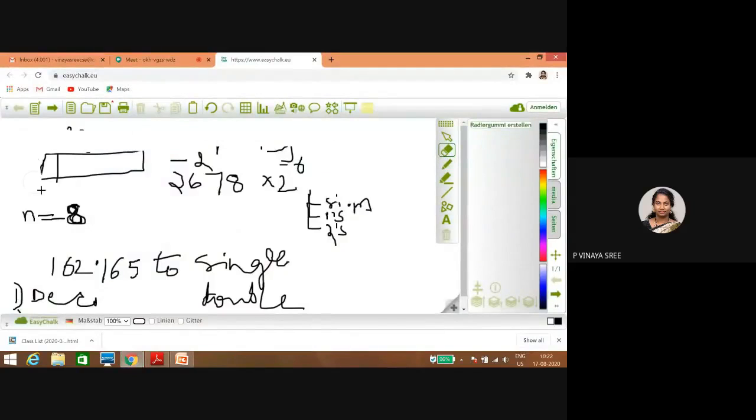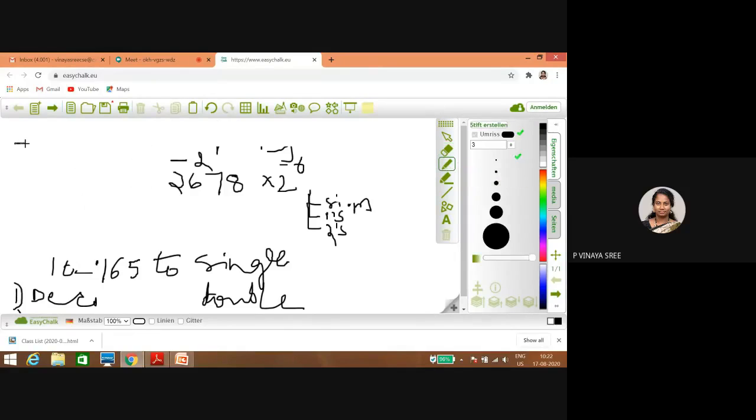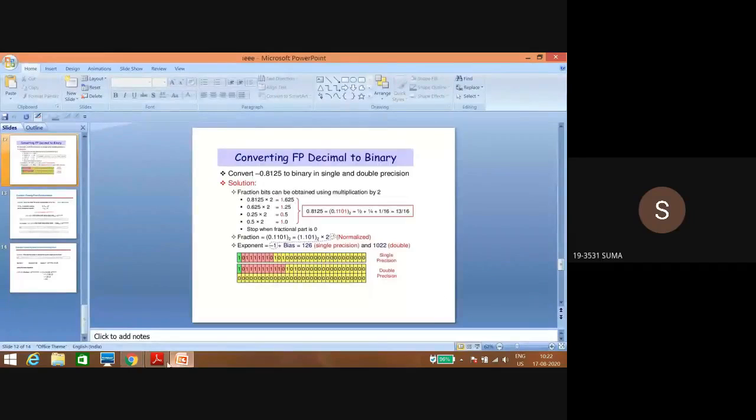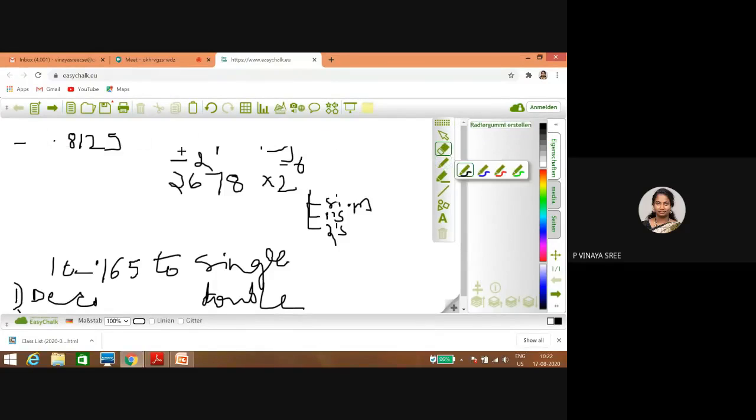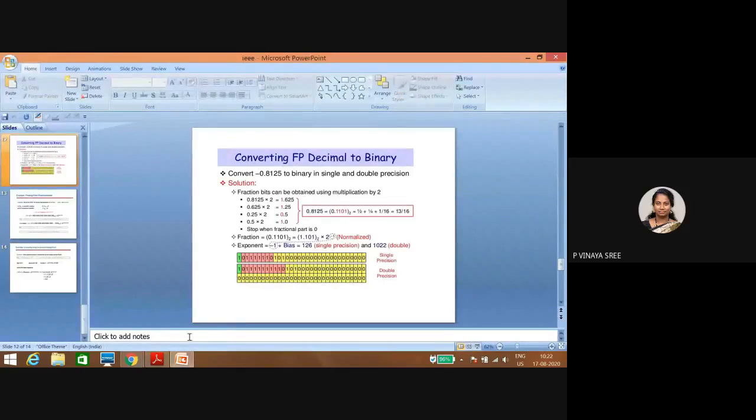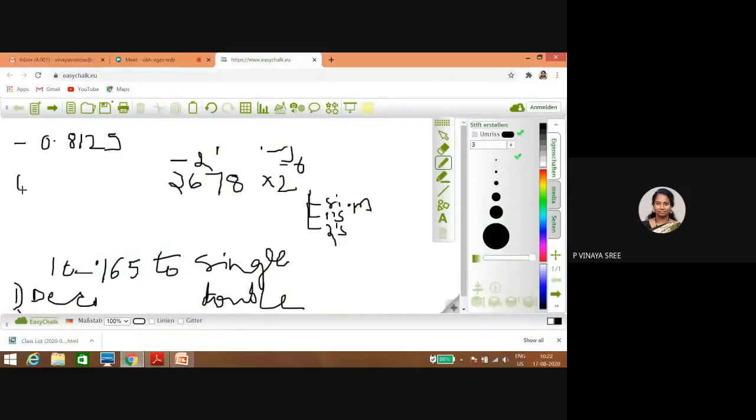If the integer part is 0, then definitely you will get a negative exponent. The number is -0.8125. Here the integer part is zero. If you convert, the number we get is 1101, so we get 0.1101. The first step is converting the given decimal number to binary.